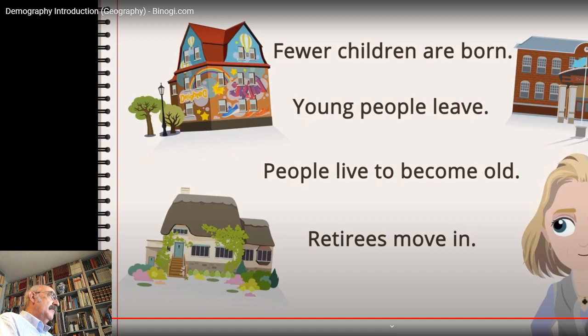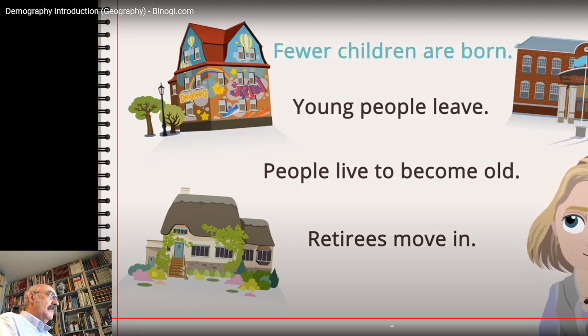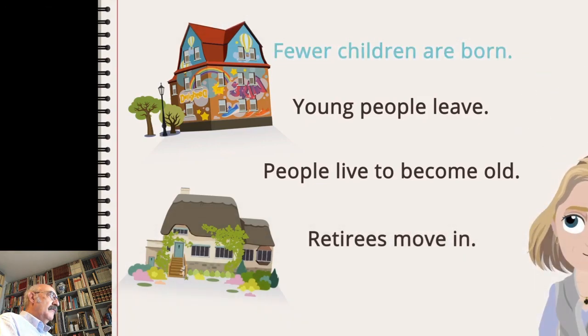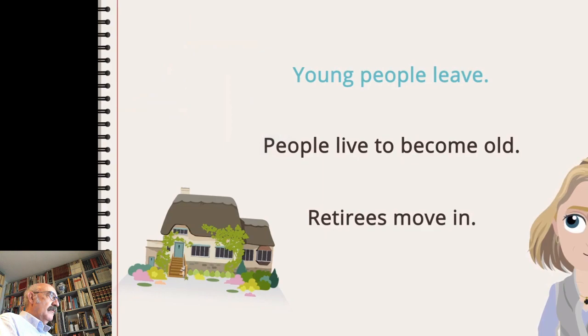Now we can make a forecast. Are you with us, Suzanne? Not many children are being born. That means there'll be no need for more schools in the future. Many young people leave. This means a big house for young people would probably not be fully used.